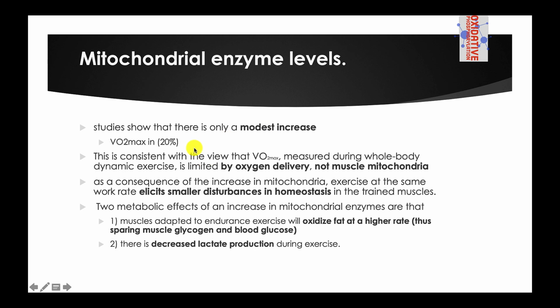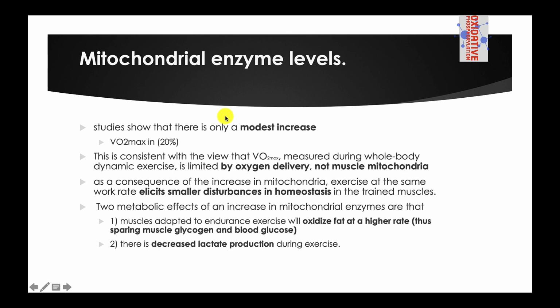But one of the benefits that do come from increased mitochondrial function, increased citric acid cycle efficiency, is there's smaller disturbances in homeostasis. So that means when you start to exercise, your heart rate doesn't increase as much. Your temperature doesn't increase as much. You might stay in a specific energy pathway for a longer period of time. Exhaustion will take longer to reach.